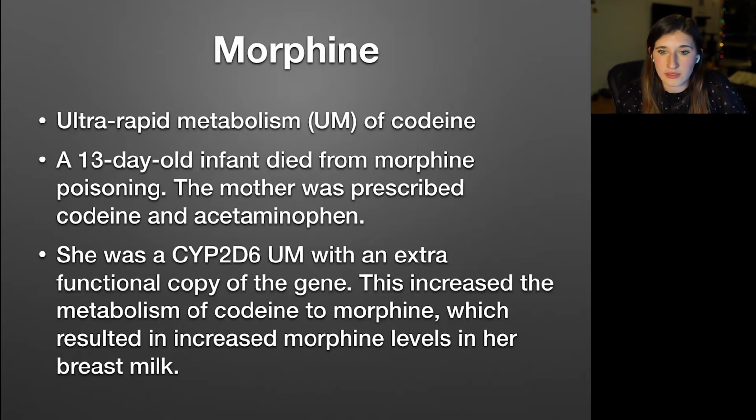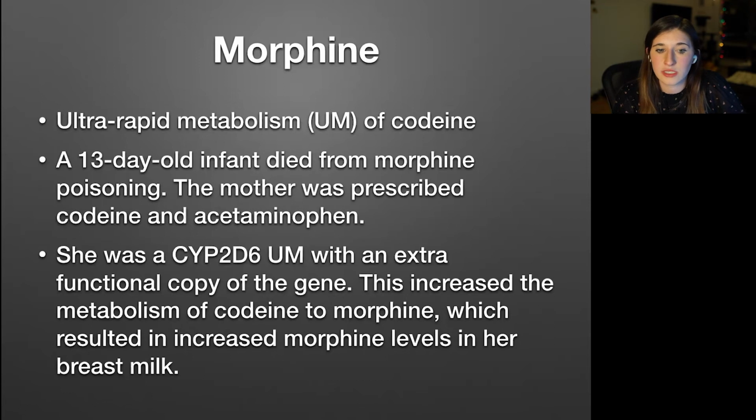So your breast milk is a filtrate of the plasma, and it's been found that in people who are ultra rapid metabolizers, they can have up to 50% higher plasma concentrations of morphine compared to regular metabolizers. And that was the case with this woman. She was an ultra rapid metabolizer with an extra functional copy of the gene.